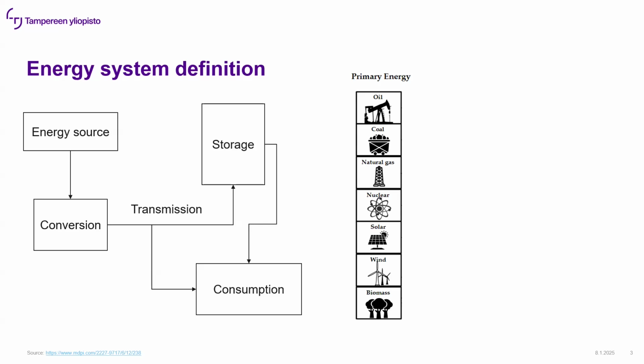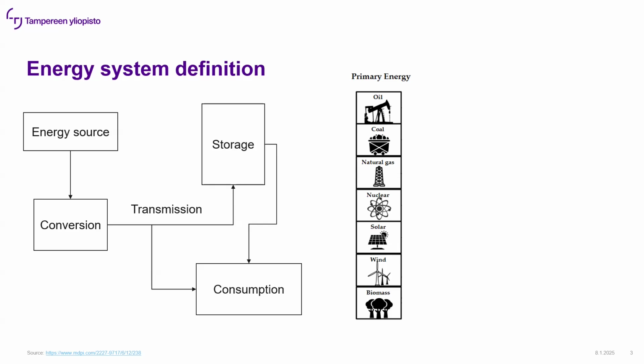So the primary energy sources that you're familiar with are the fossil ones, oil, coal, natural gas. Those are the most dominant energy sources in the world at the moment, accounting for approximately 80% of the primary energy. Then you have the nuclear energy and the renewable ones, solar, wind, and biomass.